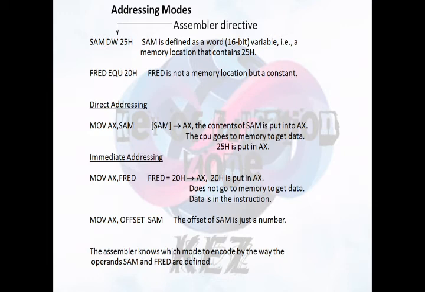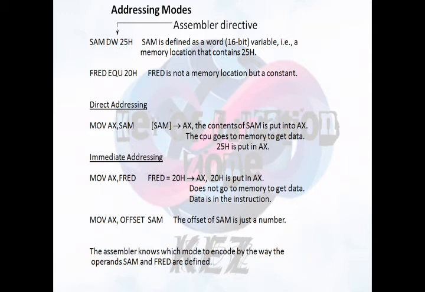SAM is defined as a 16-bit word variable with a memory location, and it contains 25H. This SAM DW 25H, as given, is an assembler directive. Then FRED EQU 20H. This tells you FRED is not a memory location but a constant. That means I am giving equal here, so it now becomes a constant.